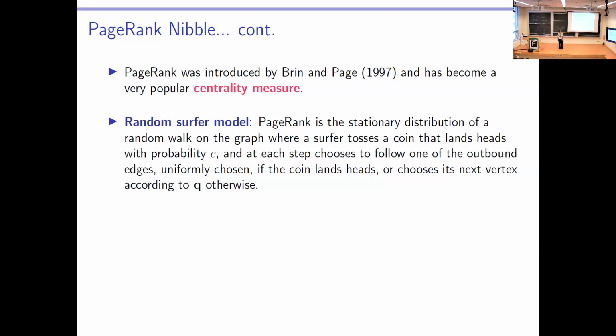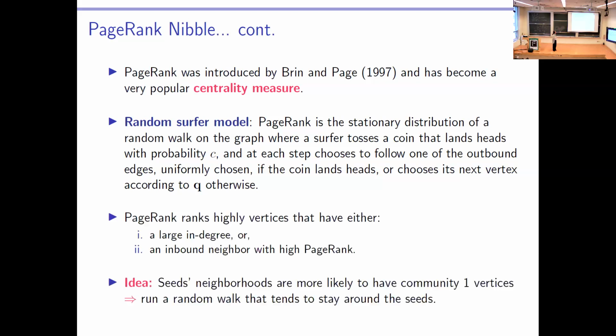If it lands tails, then it chooses from the distribution probability of the vector Q somewhere else and teleports there. So in that sense, it's a nice random walk, never gets stuck, even if the underlying graph is highly disconnected. Some basic intuition about what the PageRank algorithm tends to do and tends to rank highly.